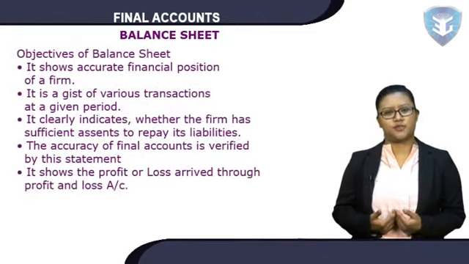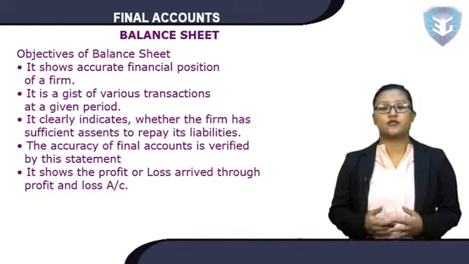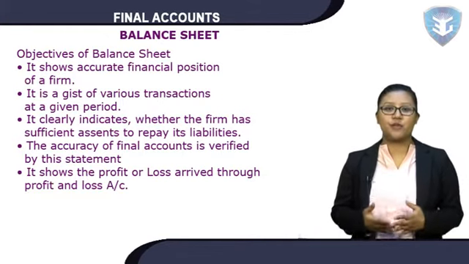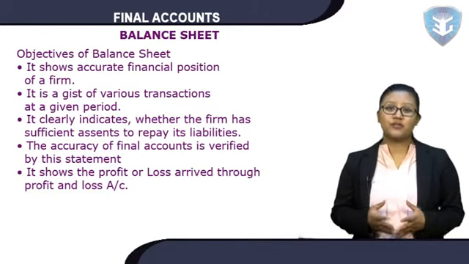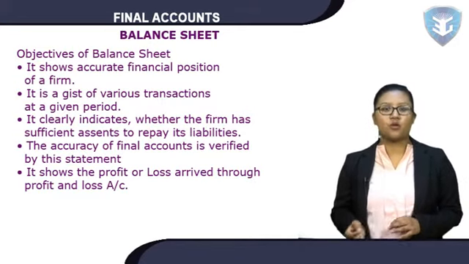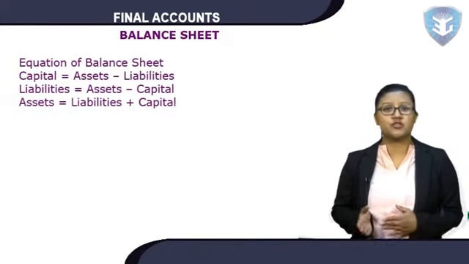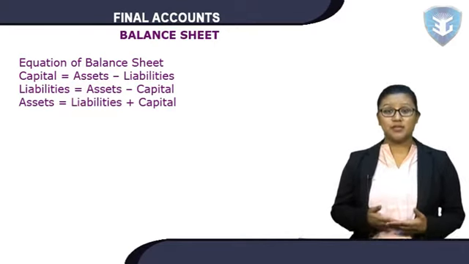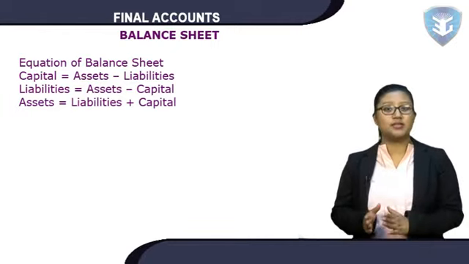Objectives of balance sheet. It shows the accurate financial position of a firm. It is a gist of various transactions at a given period. It clearly indicates whether the firm has sufficient assets to repay its liabilities. The accuracy of final accounts is verified by this statement. It shows the profit or loss arrived at in the profit and loss account. Equation of balance sheet. Capital equals assets minus liabilities. Liabilities equals assets minus capital. Assets equals liabilities plus capital.